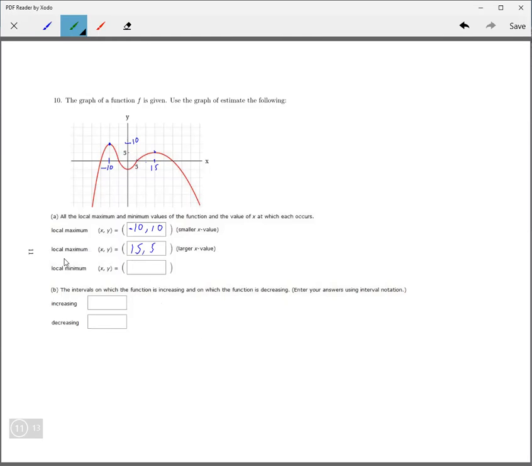And then we have one local minimum, which is right here. And that happens when x is 0, and then it's negative 5. Okay, great. So that means it's increasing on this interval here from negative infinity all the way up to negative 10. And from 0 to 15.